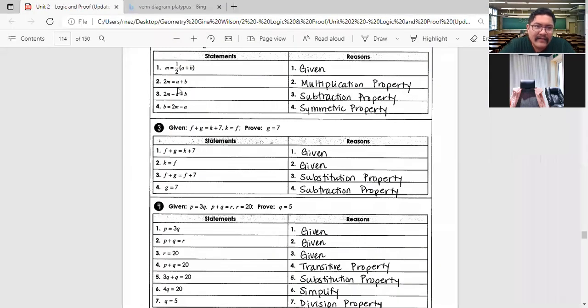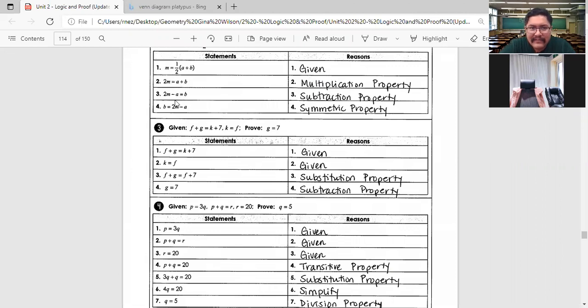Because here, they're not going to have the steps, right? We have to look at what's going on. So it looks like they doubled everything. They used the multiplication property to times everything by 2. And that's why we put multiplication property. Now from here to here, let's see what happened. It looks like nothing happened, right? It looks like 2m, a plus b, 2m, a and b.